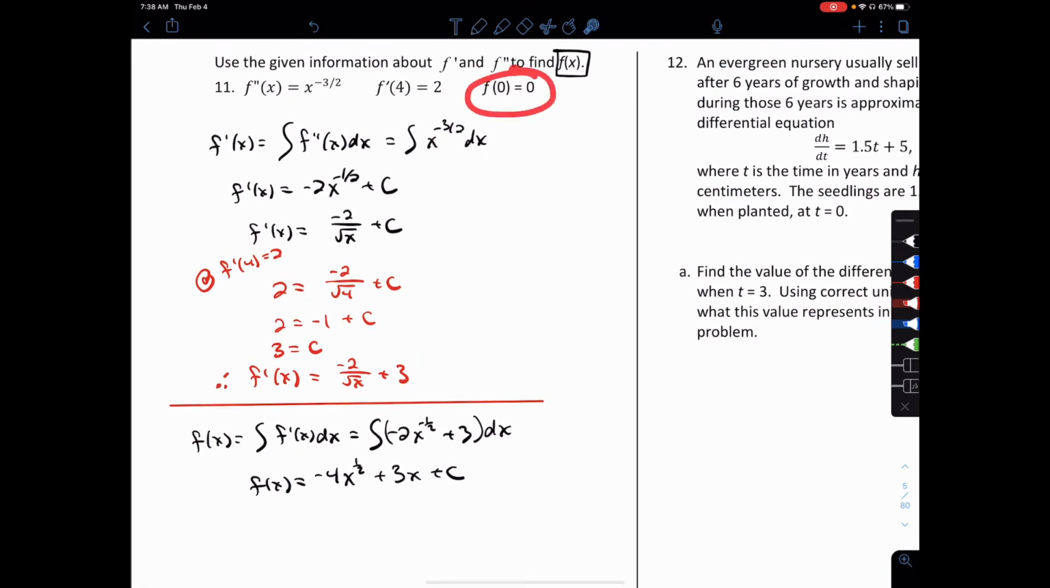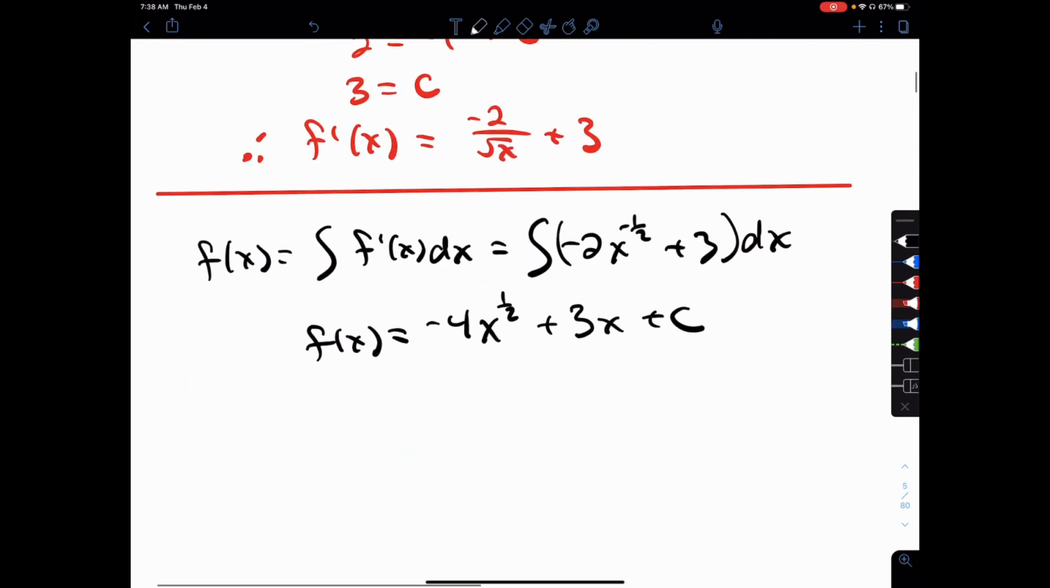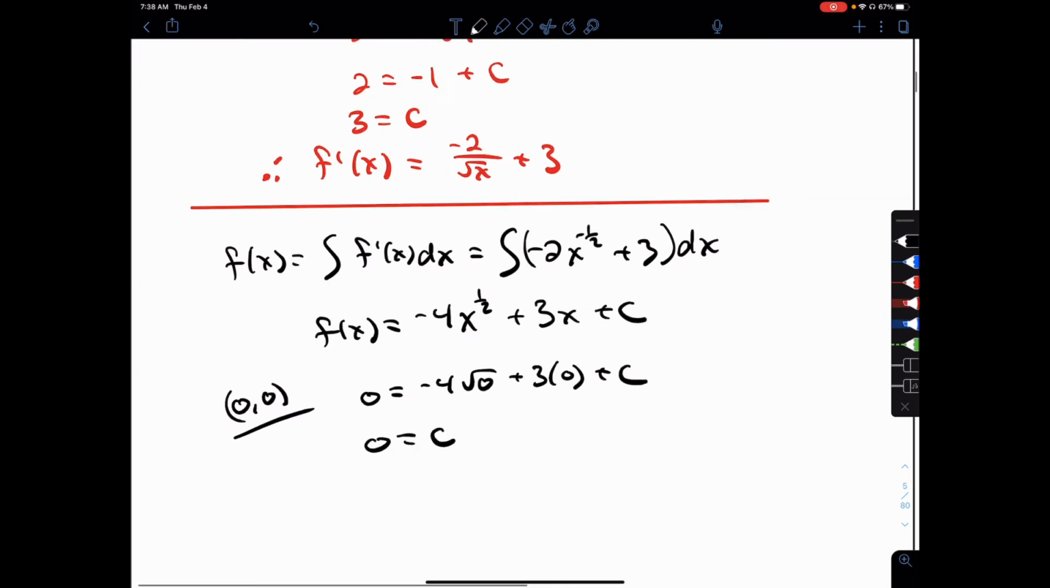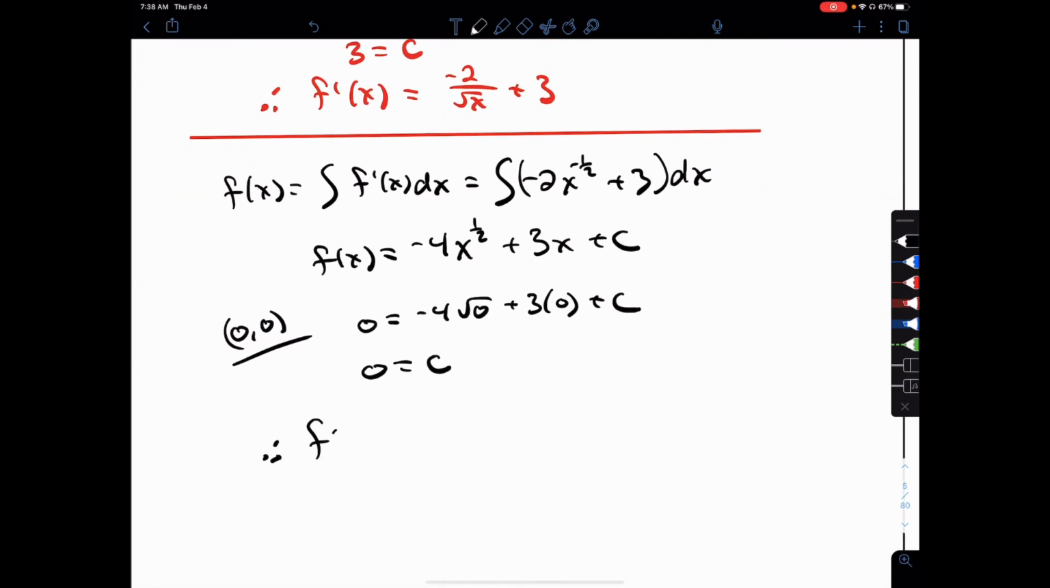There's an ordered pair up here, 0, 0. So if I replace y with 0 and I replace x with 0, I'm going to get that this constant in this case is actually 0. Therefore, f of x is going to equal negative 4 times the square root of x plus 3x plus 0. And we don't need the plus 0, quite frankly, obviously.